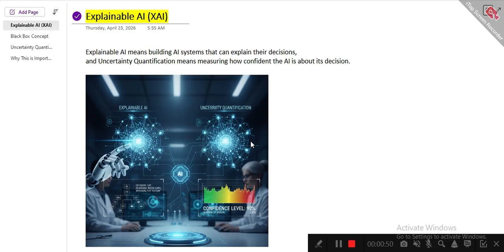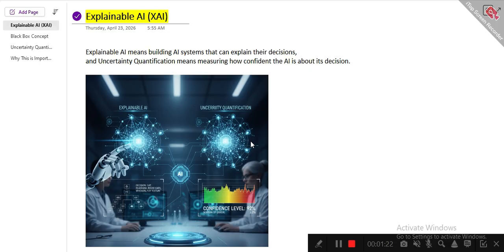AI can give answers, but sometimes it cannot explain them. This is where explainable AI comes in. In a short definition, explainable AI means building AI systems that can explain their decisions, and uncertainty quantification means measuring how confident the AI is about its decisions. Now, let's understand this slowly and deeply.